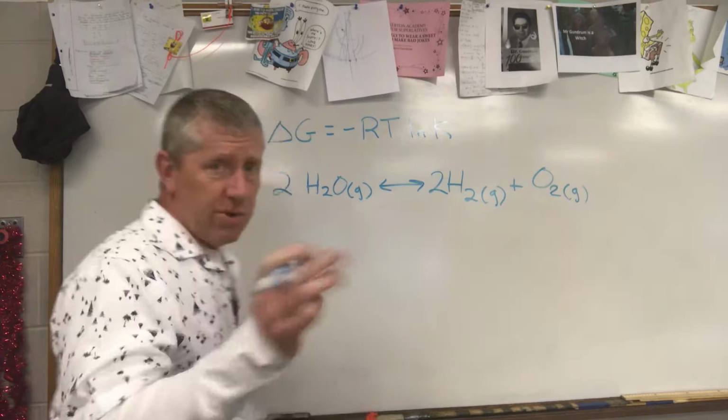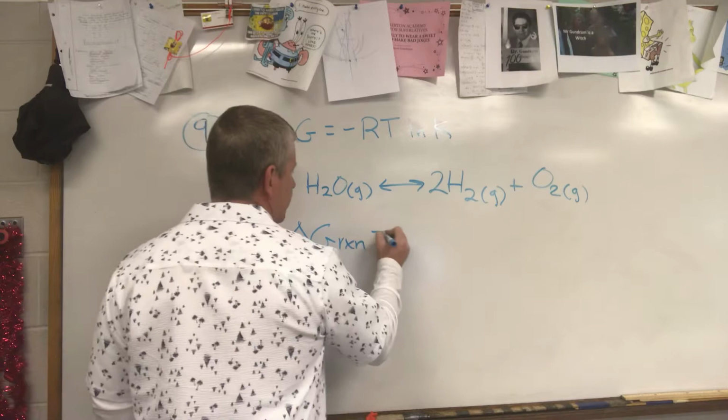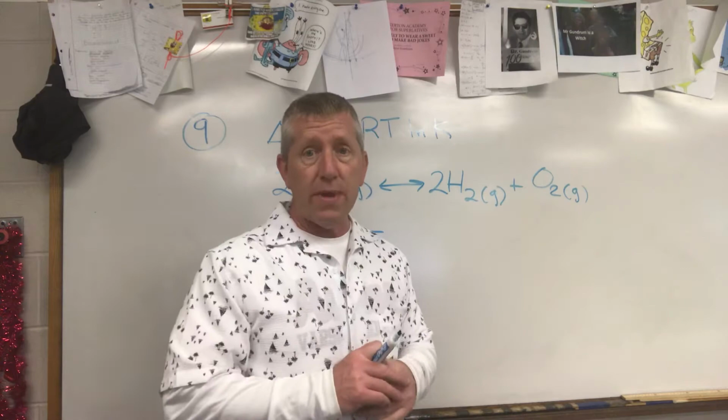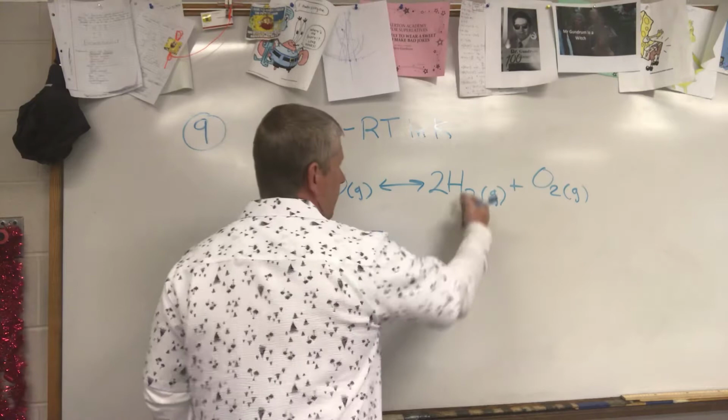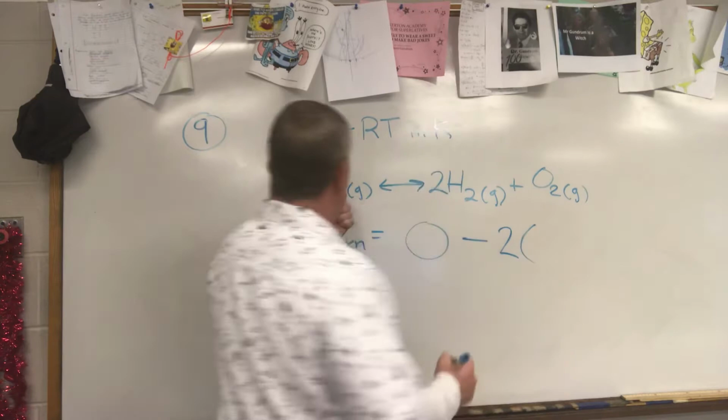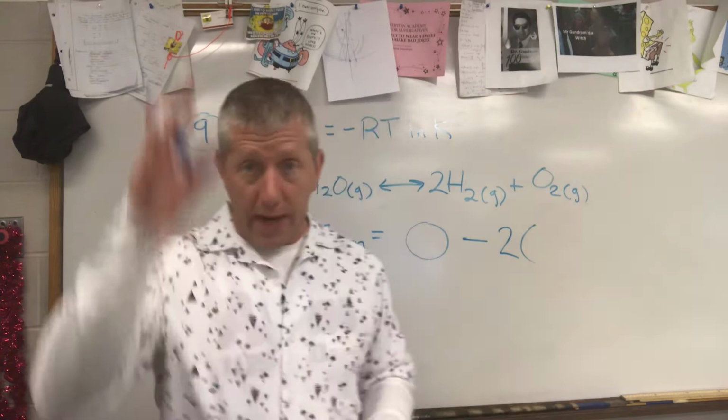Watch. Delta G of the reaction is equal to the sum of my products. Look at the products, they're both elements. Hydrogen, oxygen, elements. What do they get for values for delta G of formation? Zeros, remember? Zeros. So I take the sum of these, which is zero, and subtract the sum of the reactants. Now there are two waters here, so be careful. Two times the delta G of formation of water. I looked that up in a table, and I wrote that down for you.